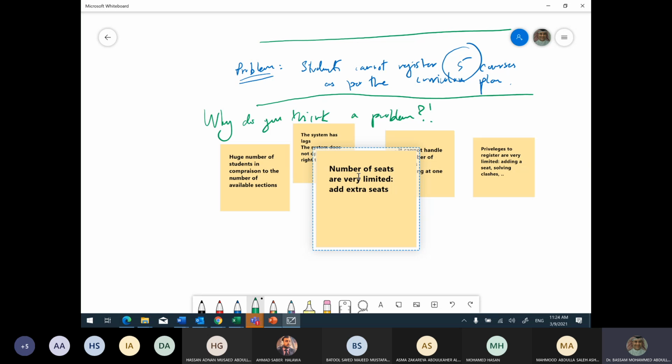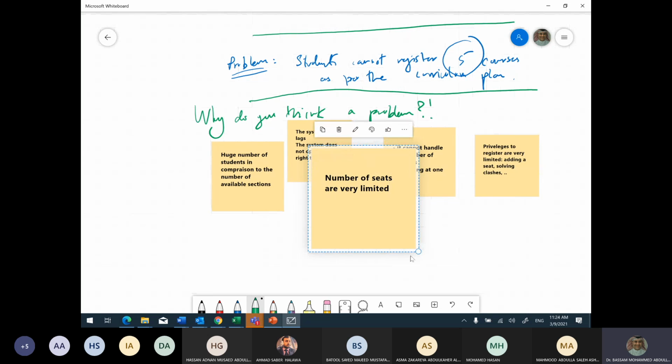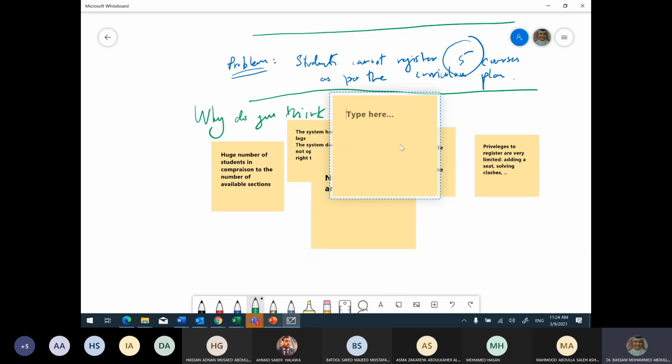Let me explain it in this way. It's not only about the number of seats being very limited, which is a problem actually. By itself, it is a problem, but this is not our point. Our main point is that there's no prediction of the number of required seats, so that it becomes fit for purpose. We know the number of students, we know the number of seats.